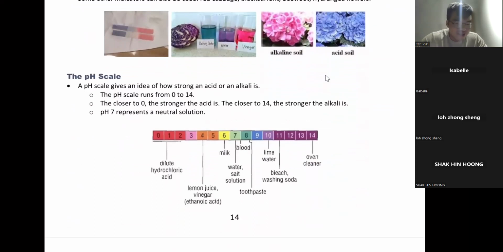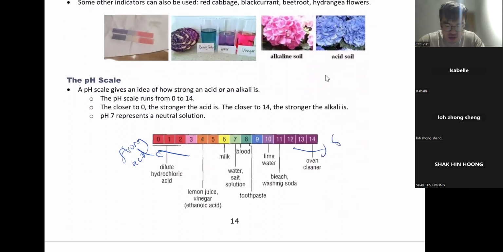Okay, let's move on. Right, so pH scale. The pH scale gives us idea of how strong an alkali or acid is, right? It goes from 0 to 14. 0 means it's a strong acid. 14 means it's a strong alkaline. So this is a strong acid. This is a strong alkaline. 7 means it's neutral. It's not favouring any side.